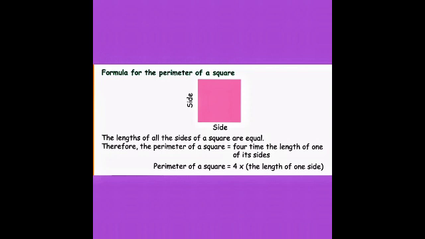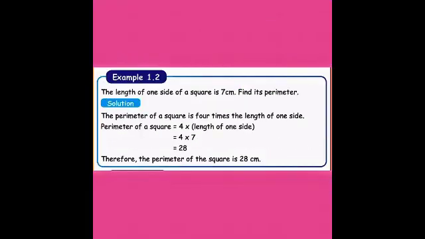Let's see an example to find the perimeter of a square using the formula. Example 1.2. The length of one side of a square is 7 centimeter. Find its perimeter. Solution: the perimeter of a square is equal to 4 times the length of one side, so that is equal to 4 into 7. 4 sevens are 28. Therefore, the perimeter of the square is 28.